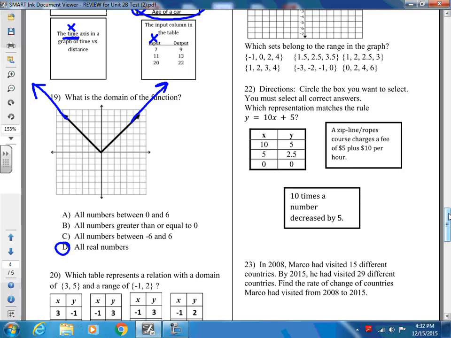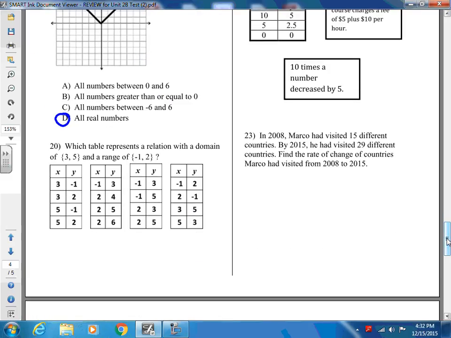Okay. For number 20, we want to see which table has a domain of 3 and 5 and a range of -1 and 2. Notice that you can repeat numbers in your table, but the domain and range don't repeat. So in the X column, we're looking for only the numbers 3s and 5s. So the first one's okay, the second one does not have it, the third one does not have it, and the fourth one has other numbers other than a 3 and a 5. So just by knowing that the domain has to have only 3s and 5s, that makes the first table it.